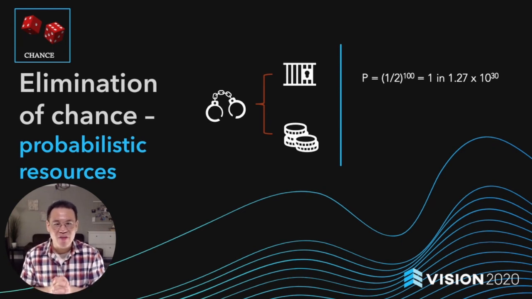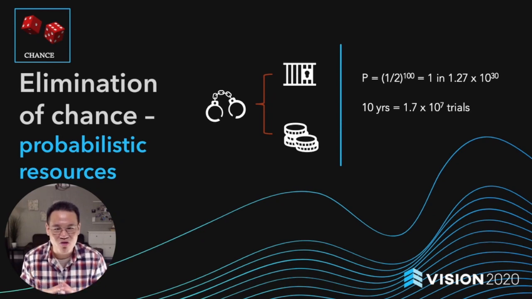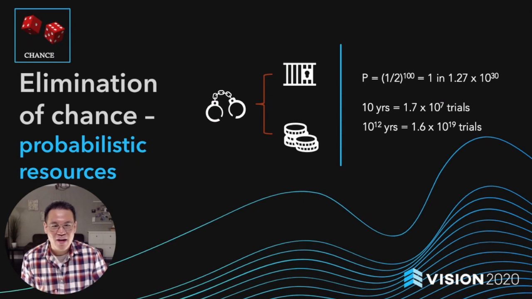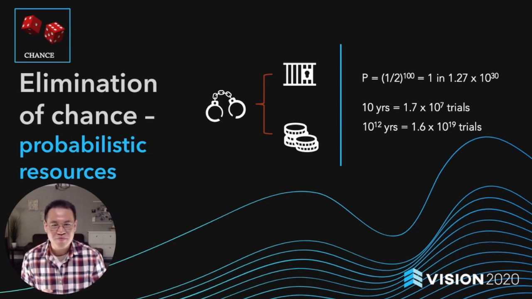And so say this man flipped every 5 seconds for 8 hours a day, 6 days a week for 10 years. How many trials would he have? It would only be 1.7 times 10 to the 7th trials. If he did a trillion years, which is 10 to the 12th years, it would still only be 1.6 times 10 to the 19th power. Not even close to what would be needed for a reasonable chance of success. And so we'd say that this man does not have the necessary probabilistic resources. He should just choose the 10 years.